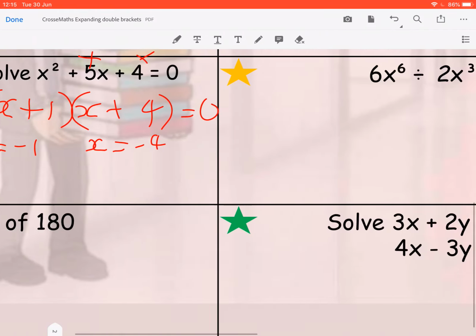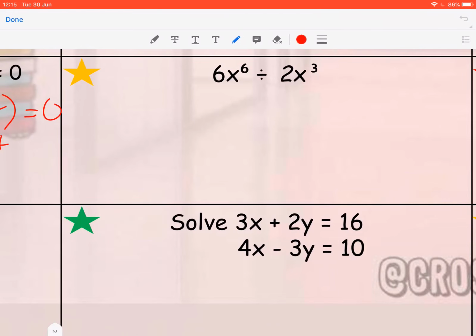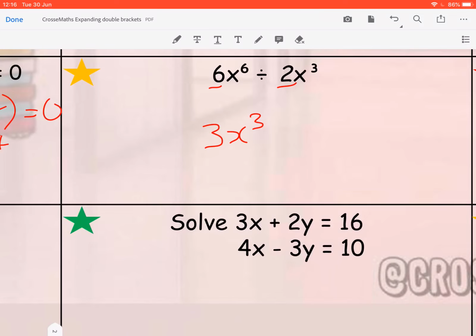And that's it. Bit of indices work. I'm going to take the 2 front numbers, 6 and 2, and divide them. 6 divided by 2 is positive 3. Once I'm there, I take my powers and I subtract them. So x to the 6 and x cubed, 6 take away 3 is just 3. So my answer is 3x to the power of 3. Easy stuff.